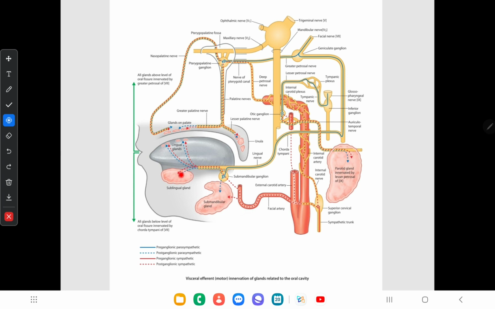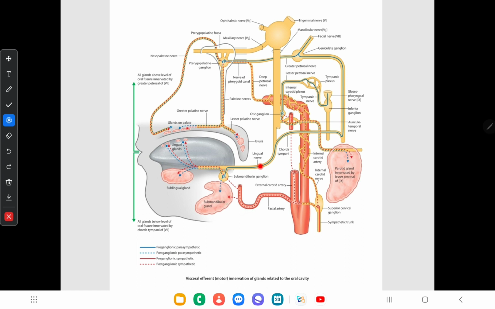The dotted blue color pathway is the postganglionic parasympathetic fibers, and the dotted red color one is the postganglionic sympathetic fibers. You can see this is the tongue, and how lingual nerve supplies the anterior two-thirds of the tongue. Here the chorda tympani nerve carries sensory fibers for taste sensations from anterior two-thirds of the tongue, and preganglionic parasympathetic fibers for relay in the submandibular ganglion.